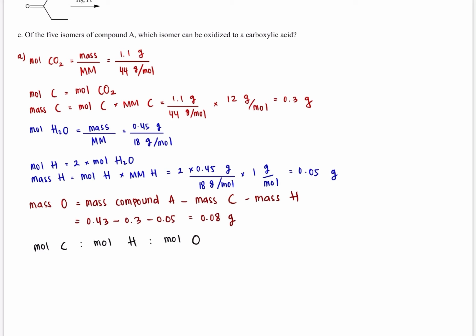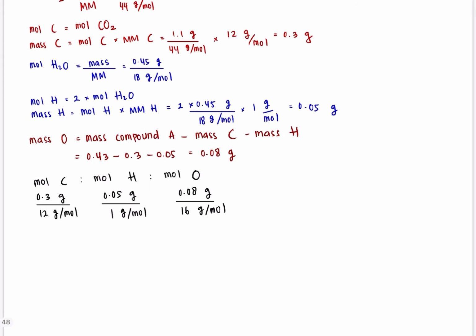So in that case, the mole of the carbon is 0.3 gram over 12 gram per mole. And then the next one is the mole of the hydrogen, which is 0.05 gram over 1 gram per mole. And then the mole of the oxygen is 0.08 gram divided by the molar mass of the oxygen, which is 16 gram per mole.